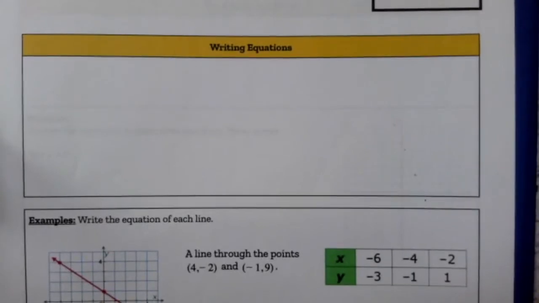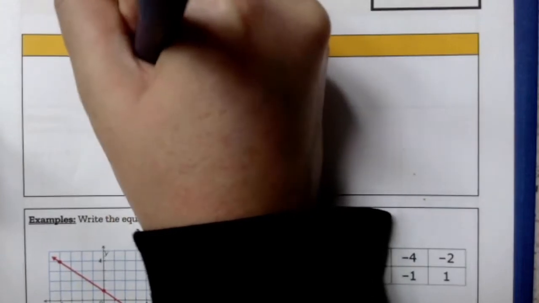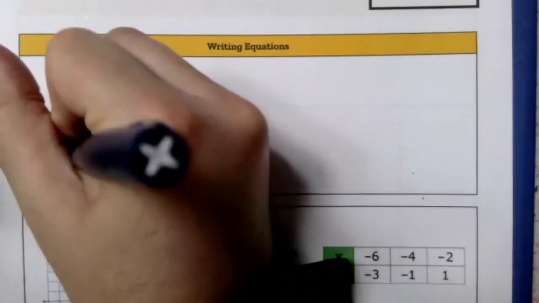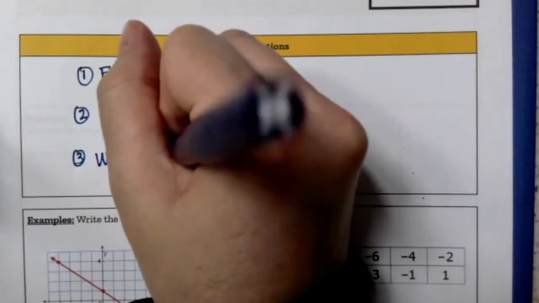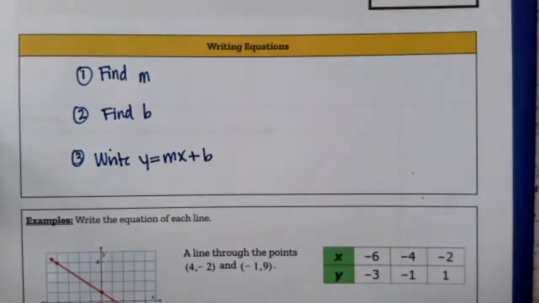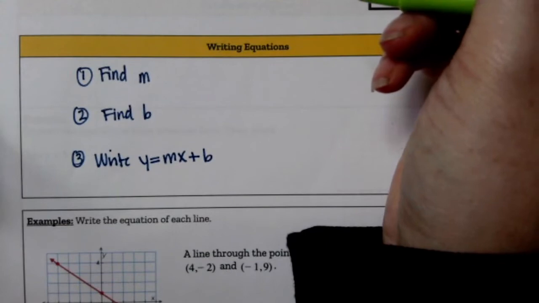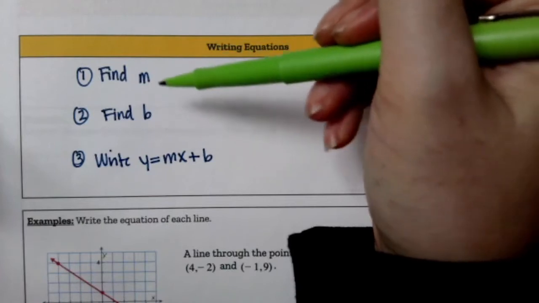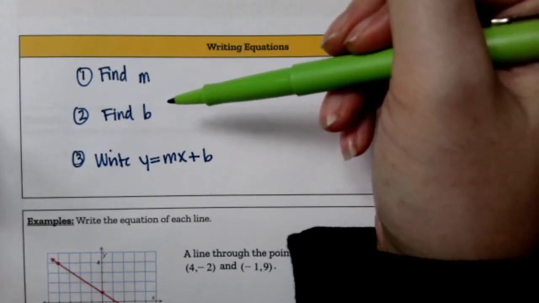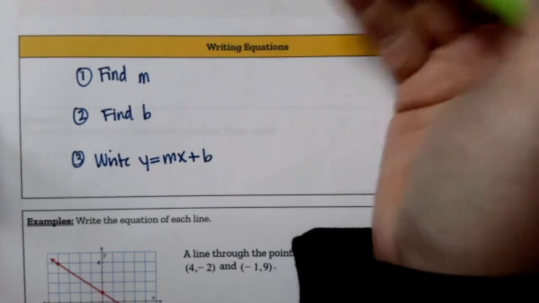So to be able to write equations, you need to do three things. You need to find m, you need to find b, and you need to write y equals mx plus b. Now, depending on what information you're given, finding m and finding b might look a little different, but those are what you need to find to be able to write your equation.